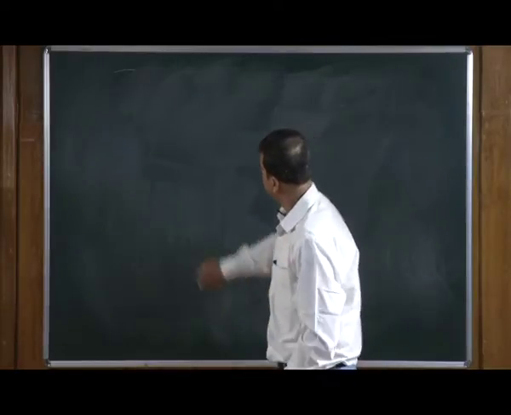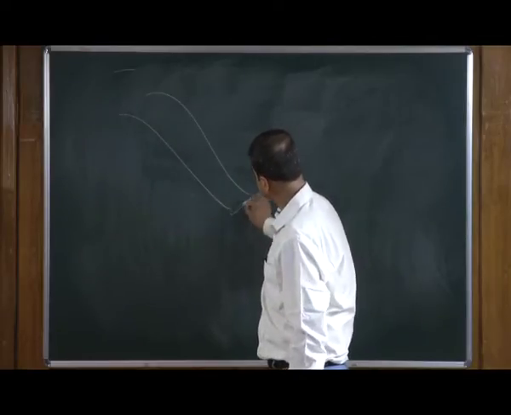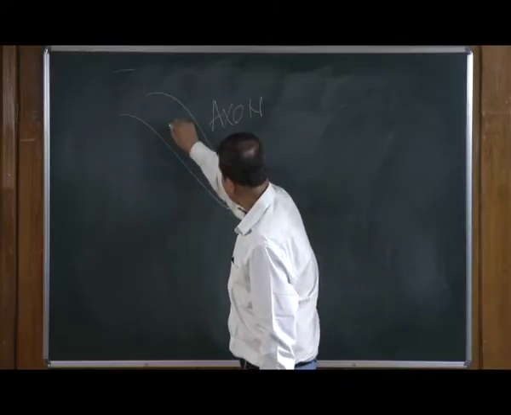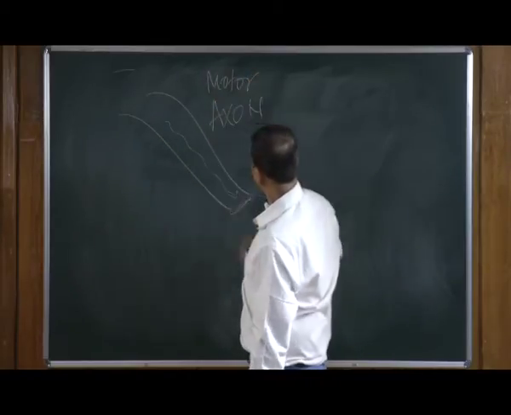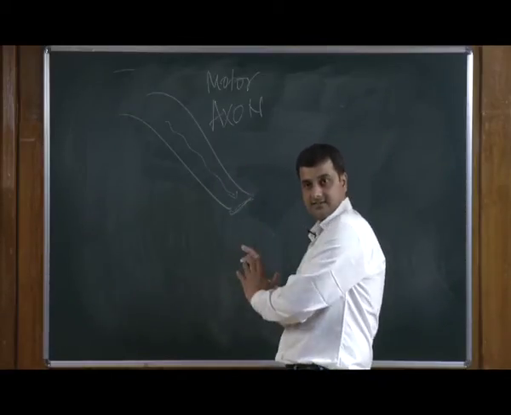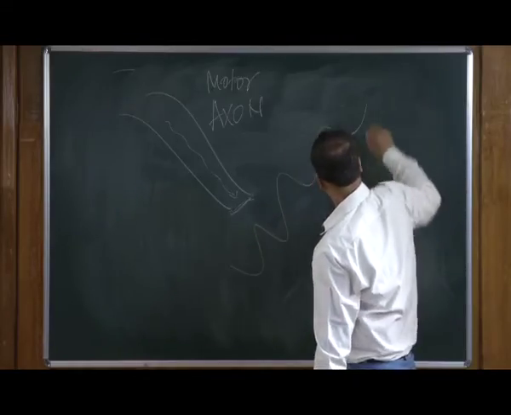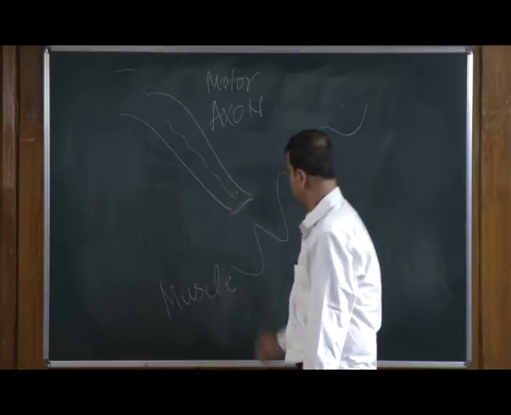So, we have these axons, and these axons are carrying impulses. These are all motor axons, and they are carrying information from the central nervous system. Then we have this muscle here, and this area is called the synaptic cleft, as we discussed in the last class.